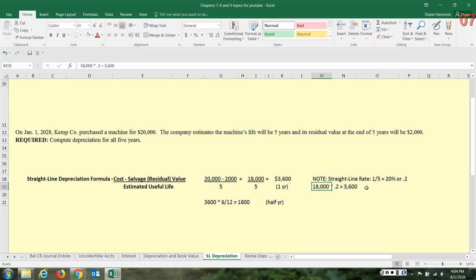So I used the same example. The 18,000, which is your cost minus salvage value, 18,000 times 0.2, still gives you 3,600. So it works either way, whichever way you're comfortable working it. But I want you to become familiar with this straight line rate because we're going to need it when you watch the video that deals with the double declining balance method. This again is your straight line method.